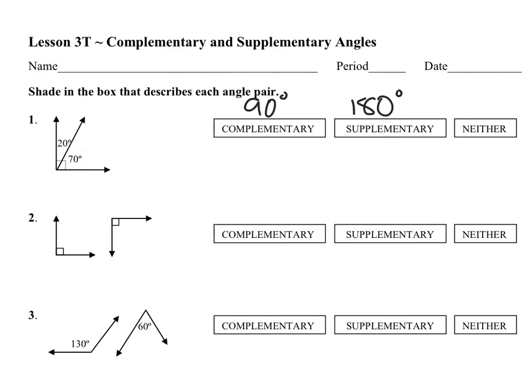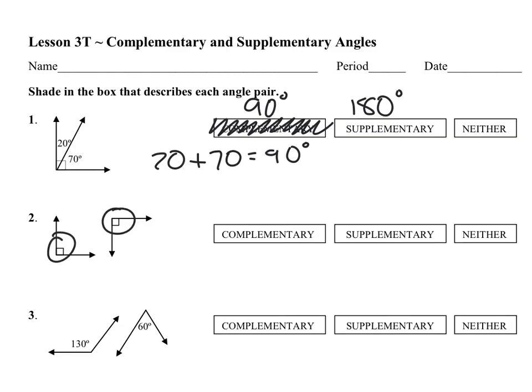So here we go. Knowing that, let's talk about number one. Number one, we've got 20 degrees plus 70 degrees. 20 plus 70 equals 90 degrees exactly. So what are these angle pairs? They are complementary because when you add them together, they equal 90 degrees. Number two, we've got two angles here. This is 90 degrees. That one's 90 degrees. So 90 plus 90 is 180 degrees exactly. So these two angles are supplementary.